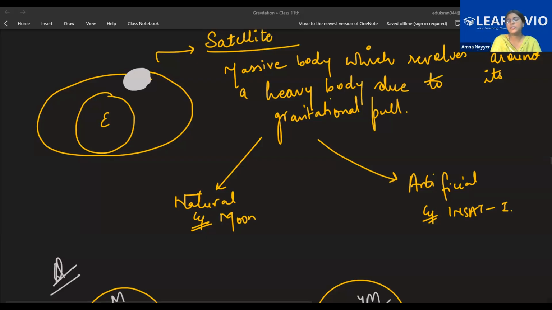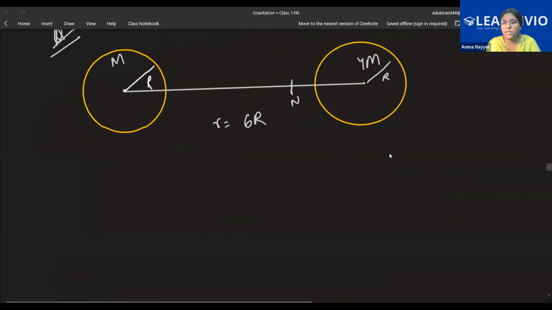Another class: one question on the neutral point. A question can come directly like this. There are two bodies and you have to find out the neutral point. This has radius r, this has radius r, with mass m and mass 4m, and the separation is 6r. Let's say we have taken x separation from this. So this will obviously be 6r minus x, right?